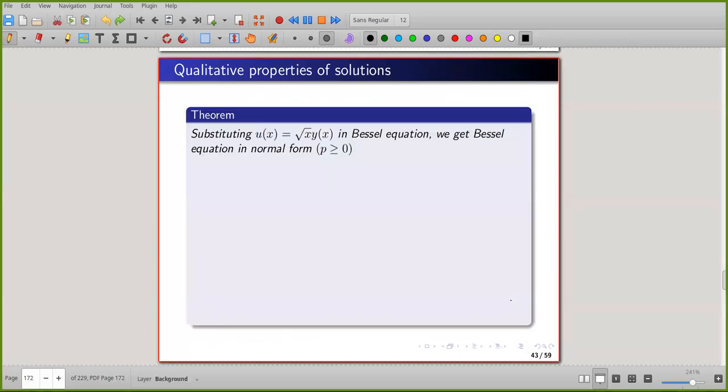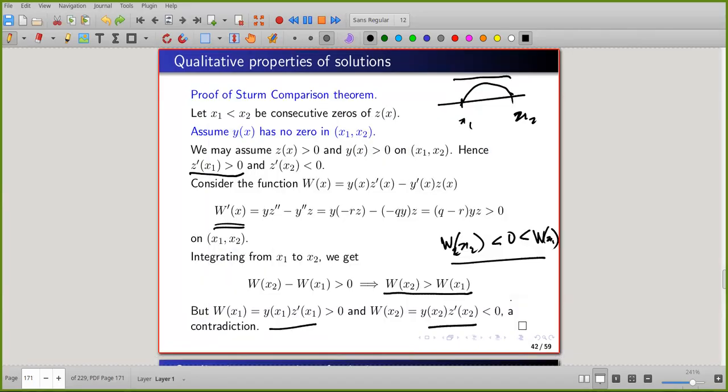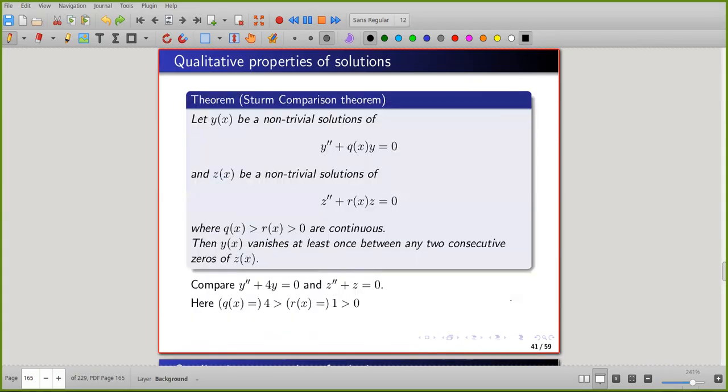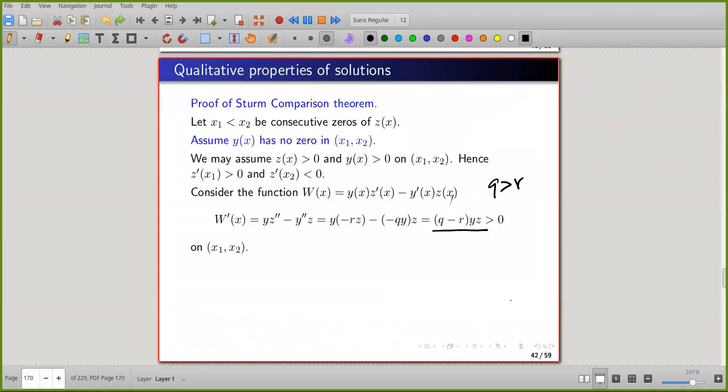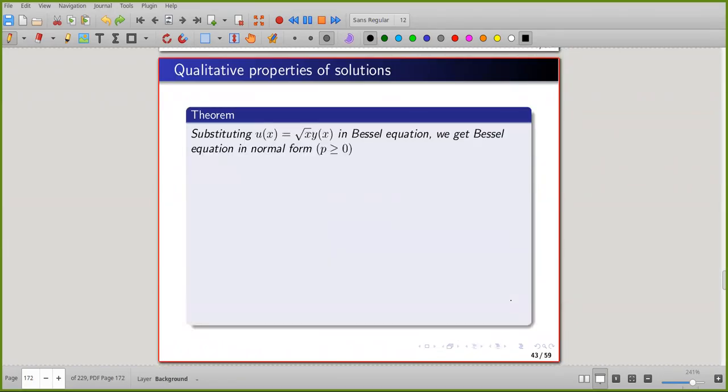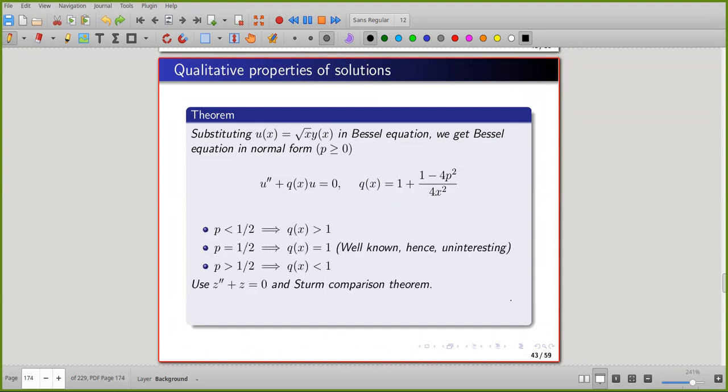So that proves the Sturm comparison theorem. Once again, it's a very interesting theorem. The proof is surprisingly easy. It's clever, but it's a priori. If you look at this theorem, it seems like there's nothing you can say, but that's not true, and you can indeed say something in a very simple way. So let's go ahead, substituting. Okay, we get this.